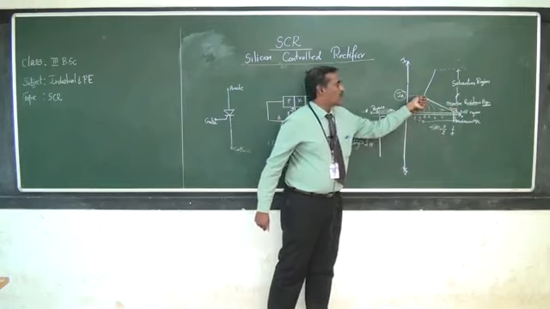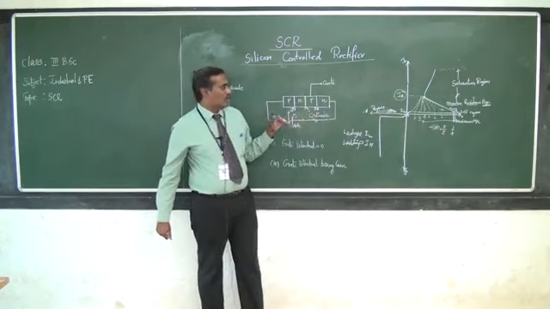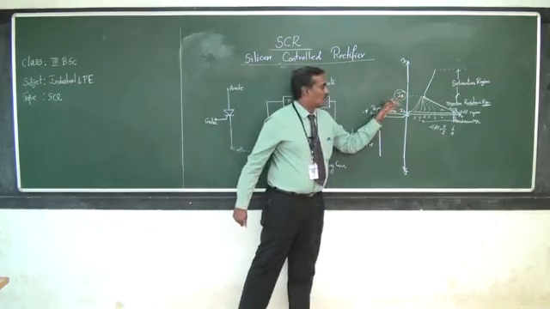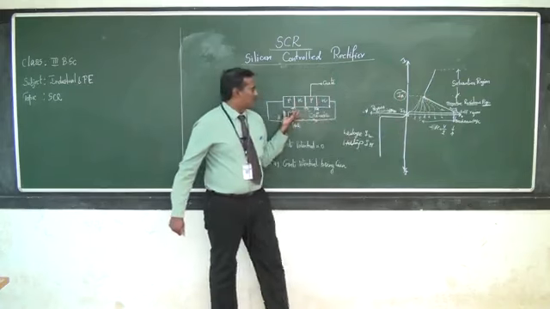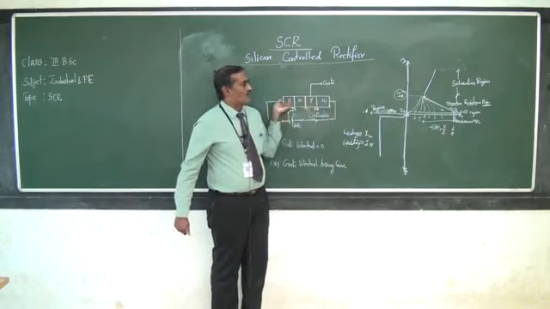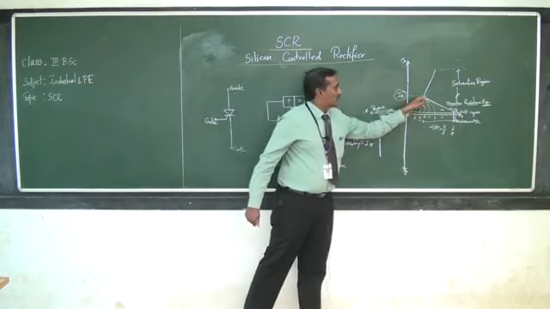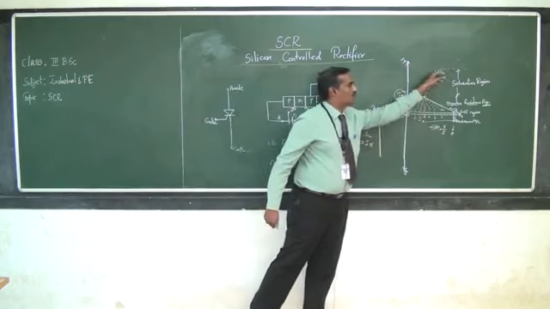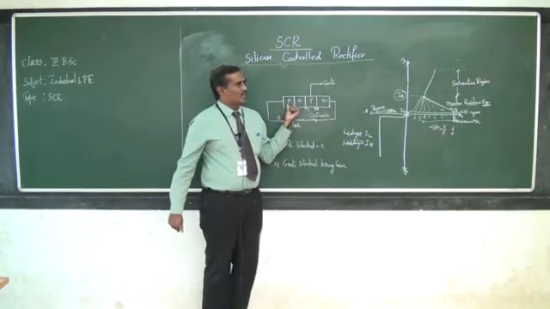This is the minimum point that can be required by the SCR to maintain the on state, because it will never come to the off state once it enters the on state. This is the minimum current required by the SCR to maintain the on state. That means there is a minimum flow of electrons always in the circuit. Afterwards, if you increase the voltage, there is an increase in the current. That region we call the saturation region of the SCR.